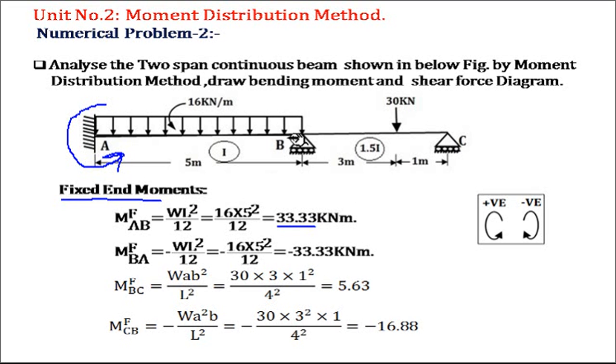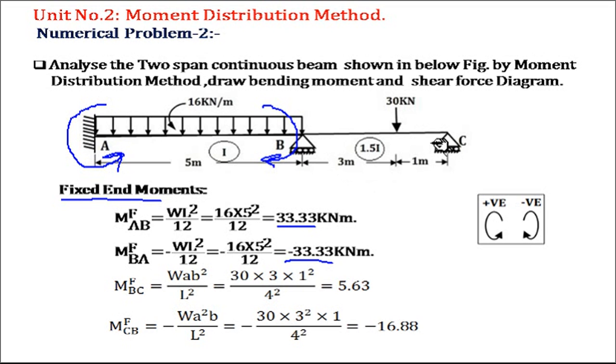Next member is BA. Now the fixed moment in member BA will act in the clockwise direction. As it is acting in the clockwise direction, as per sign convention, it is minus. The formula for fixed moment when loaded by a uniformly distributed load is WL square by 12. The value of W is 16 and the length of the member is 5. So 16 into 5 square by 12. The fixed moment in member BA is minus 33.33 kN-m.